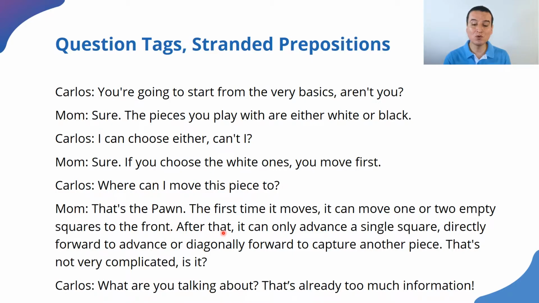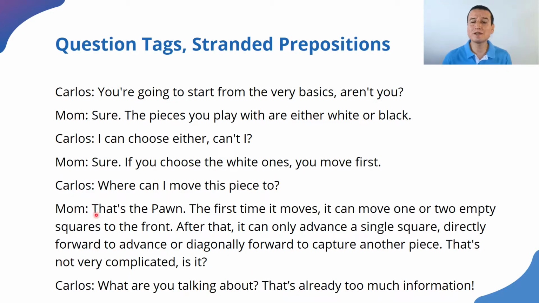After that, it can move or it can advance a single square directly forward to advance or diagonally forward to capture another piece, so in either direction. "That's not very complicated, is it?" And he responds, "What are you talking about? That's already too much information." Poor Carlos. Well, that's the way chess works. Once you know how to move all the pieces, you're going to have a lot of fun, and they say it helps you become more intelligent, they say.